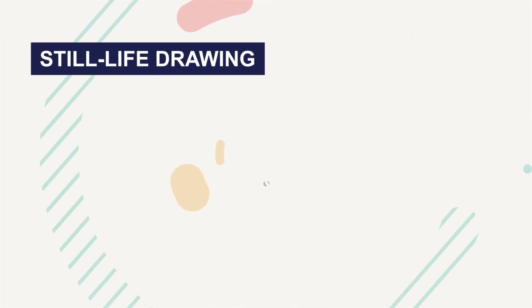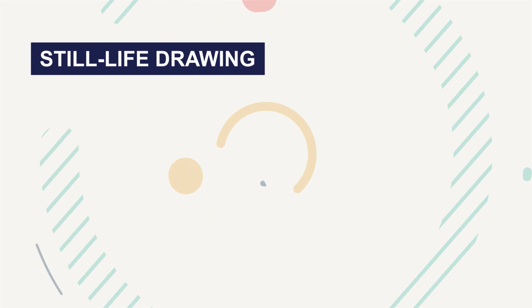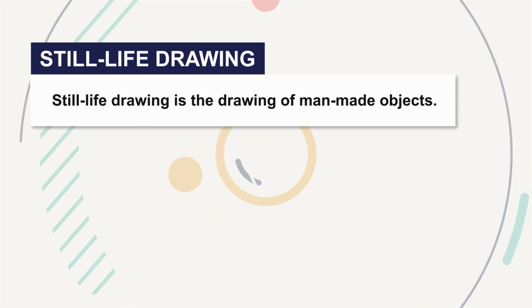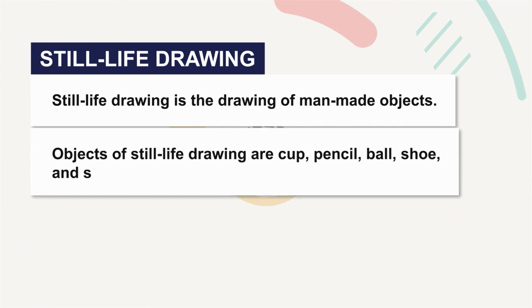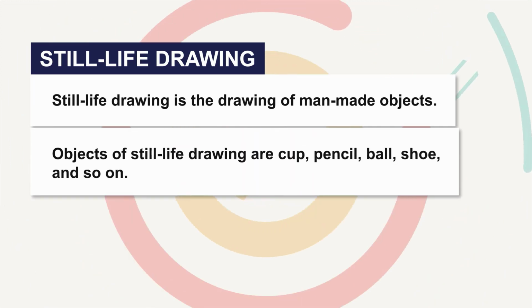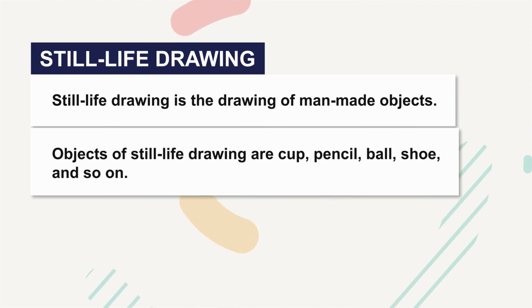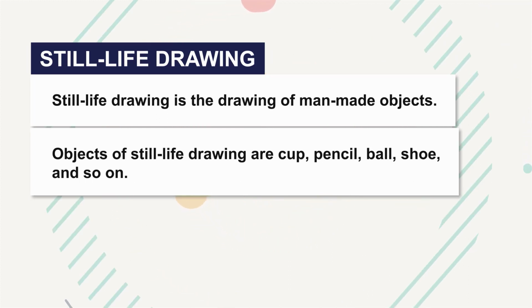Meaning of still life drawing. Still life drawing is the drawing of man-made objects. Objects of still life drawing are cup, pencil, ball, shoes, and so on.